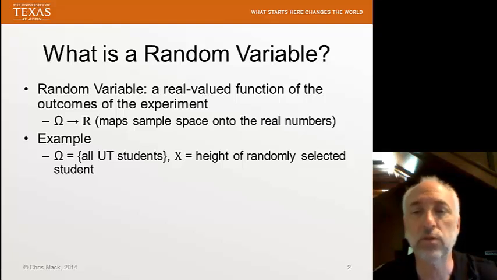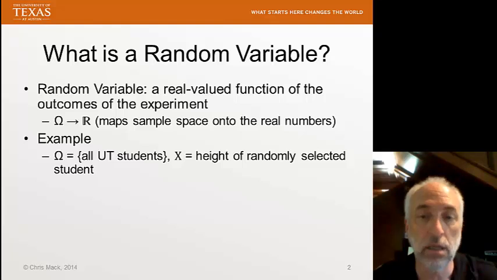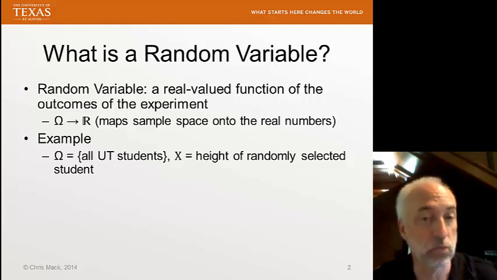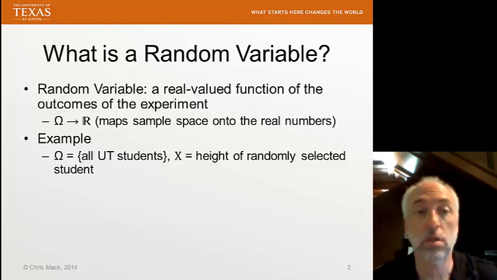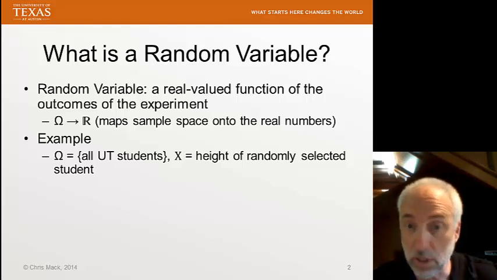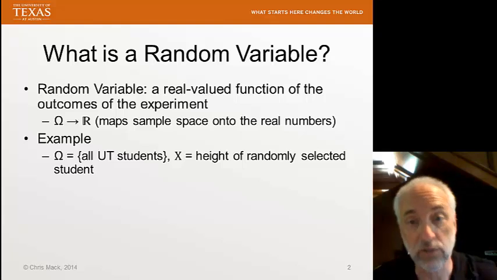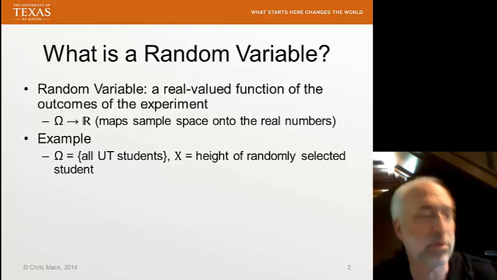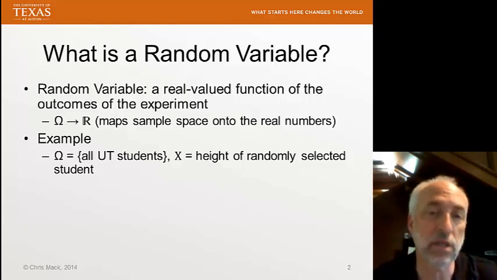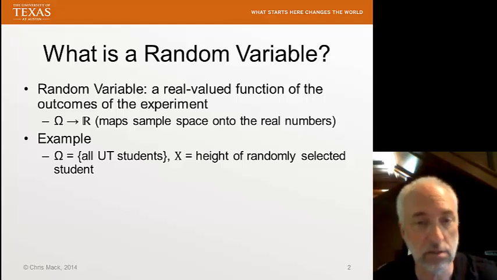Simple example. I'm going to define a random variable as the height of a UT student. So omega, the sample space, is simply all the UT students, and x represents a measurement of the height of a randomly selected UT student.